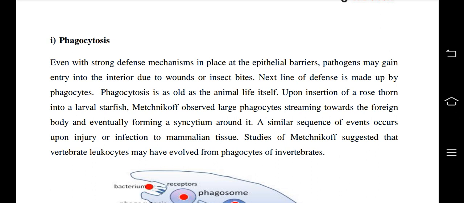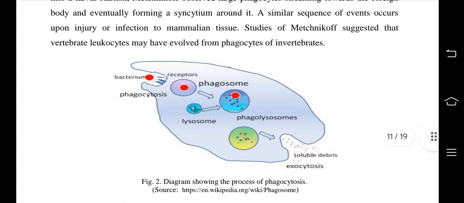Upon insertion of a rose thorn into a larval starfish, Metchnikoff observed large phagocytes churning towards a foreign body and eventually forming a syncytium around it. A similar sequence of events occurs upon injury or infection to mammalian tissue. Studies of Metchnikoff suggested that vertebrate leukocytes may have evolved from phagocytes of invertebrates.